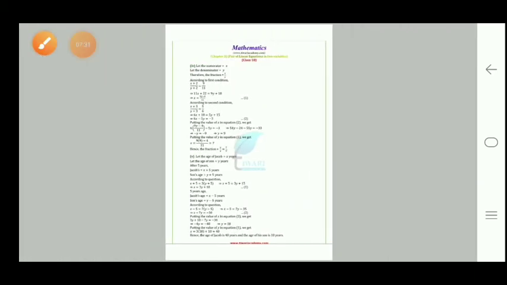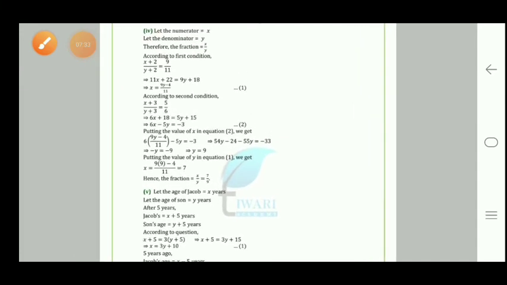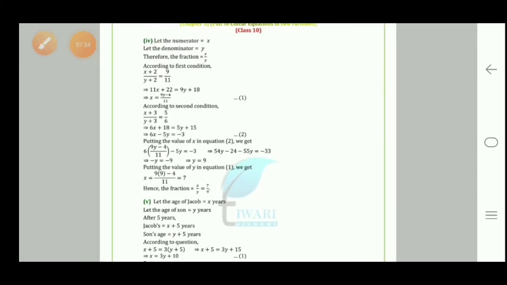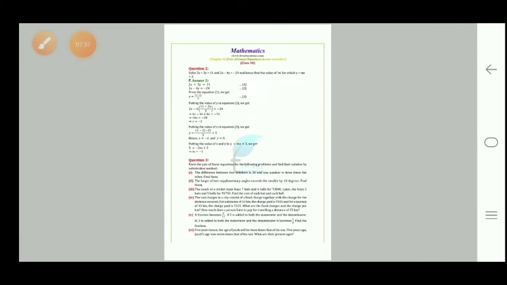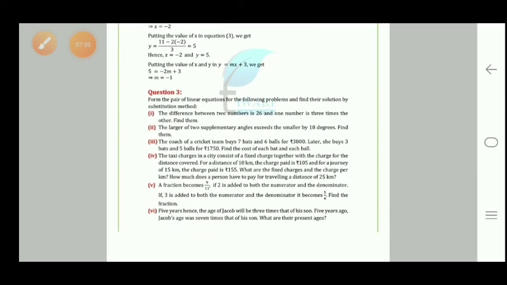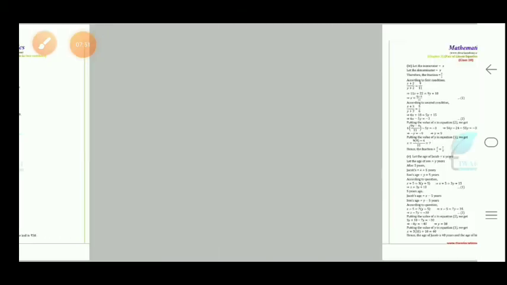Now we'll move towards question number 4. Okay, question number 4. So what is the question? Now this is the fifth part. A fraction becomes 9 upon 11 if 2 is added to both the numerator and the denominator. If 3 is added to both the numerator and the denominator, it becomes 5 upon 6. Find the fraction.